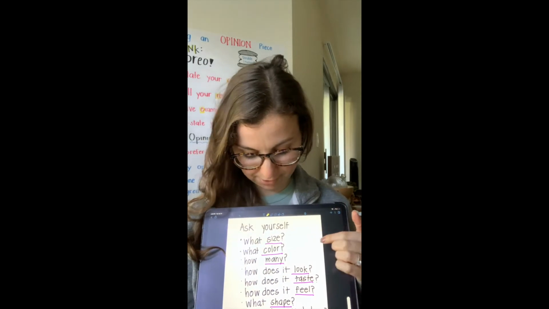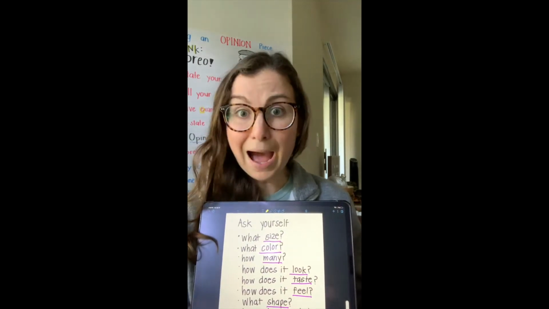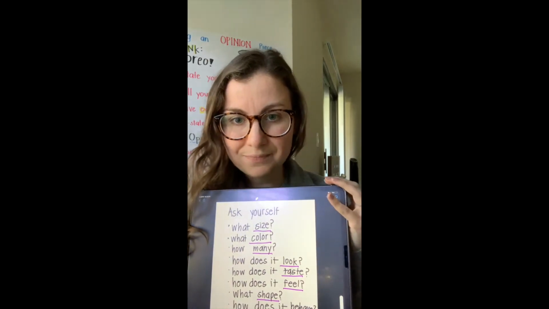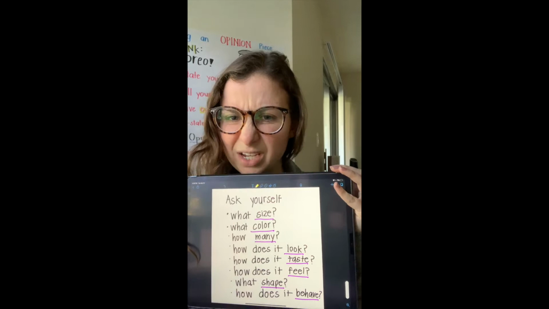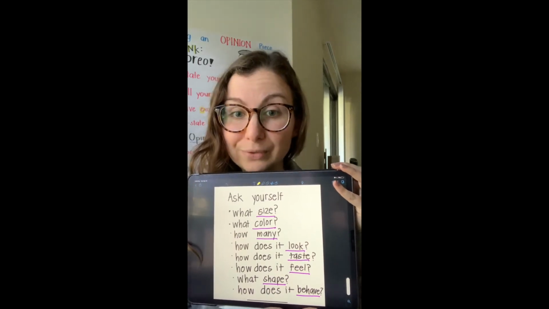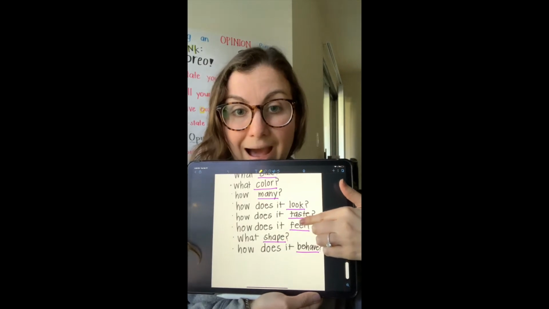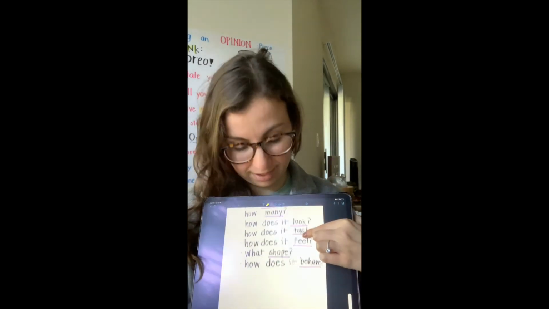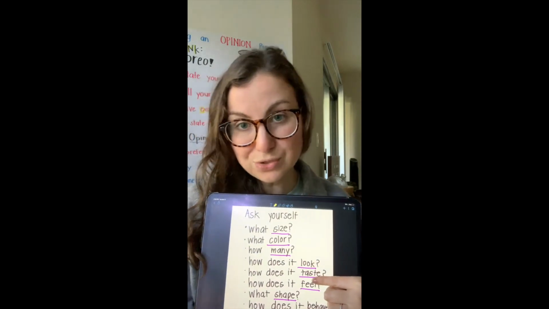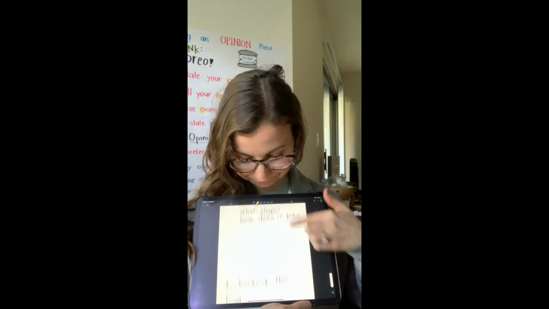You can ask yourself, what size? What color is the ball? How many tacos did I eat? How does it look? How does it taste? How does that taco taste? How does it feel? What shape is it? How does it behave? These are just a few questions you can ask yourself to start thinking about adjectives you can add to your writing.